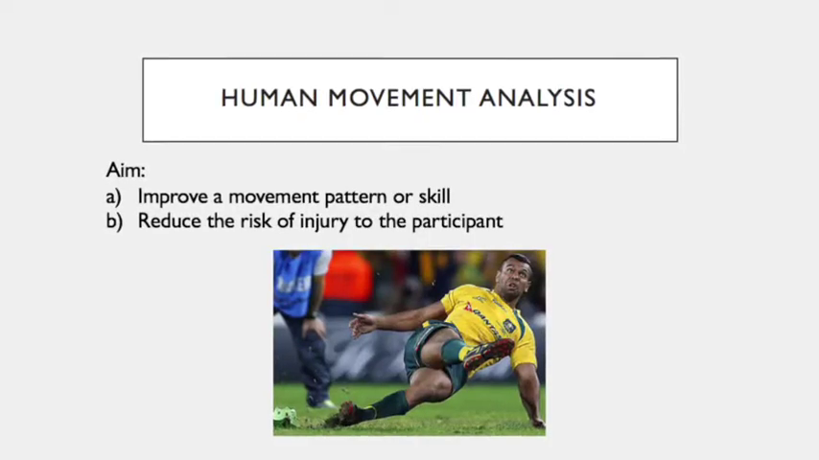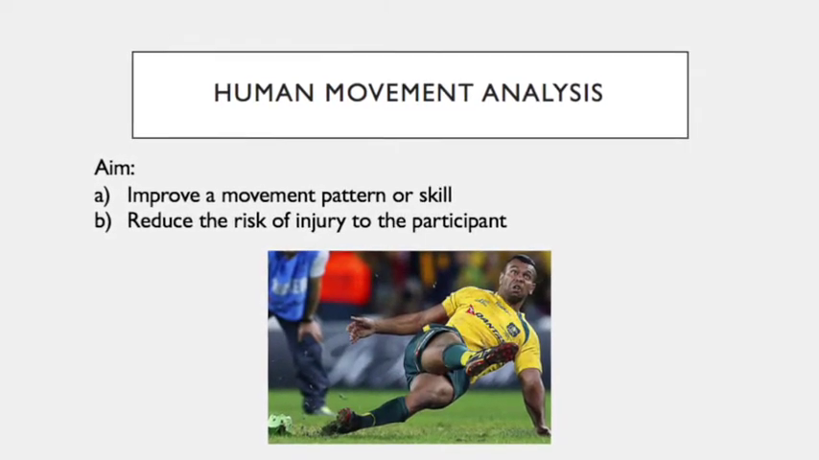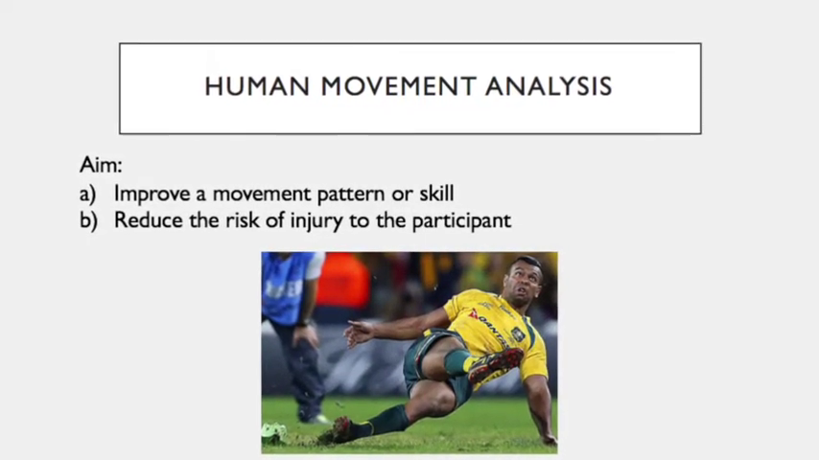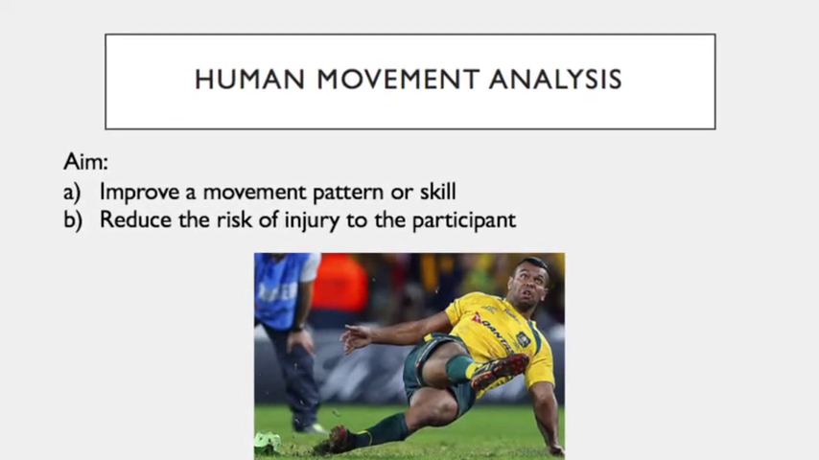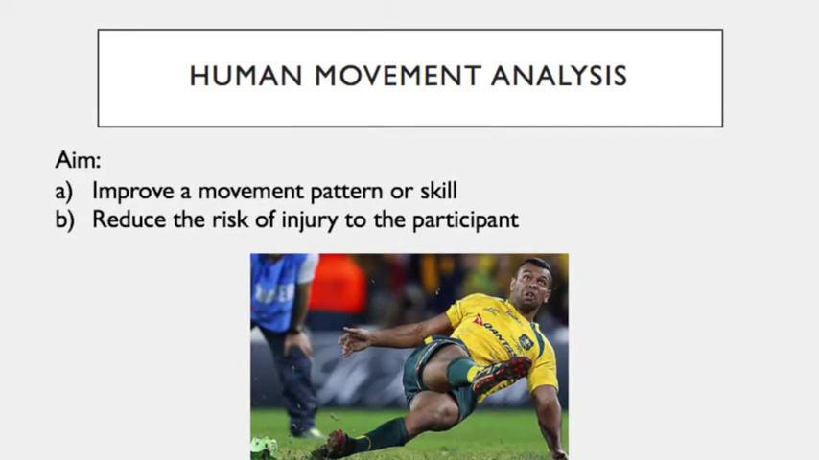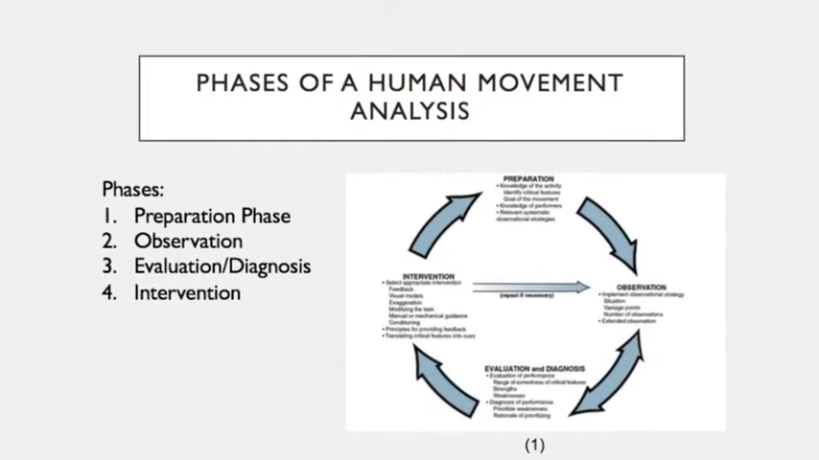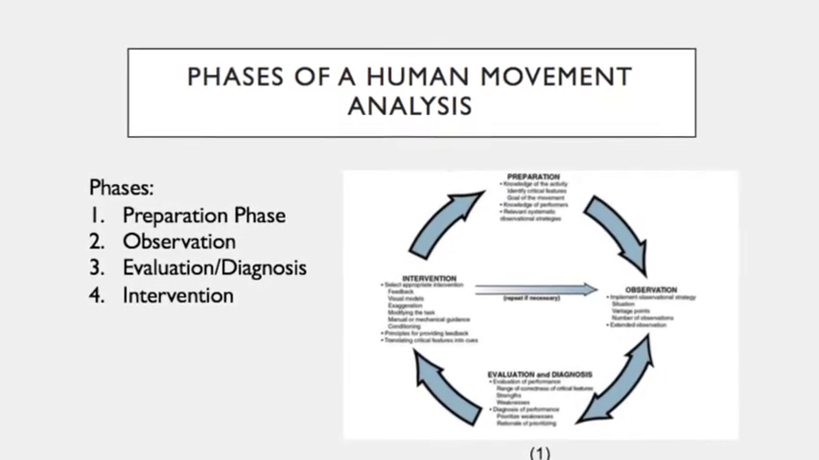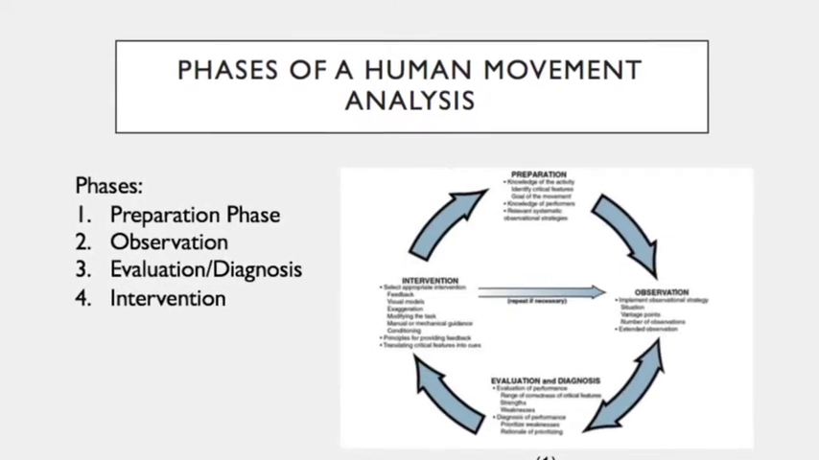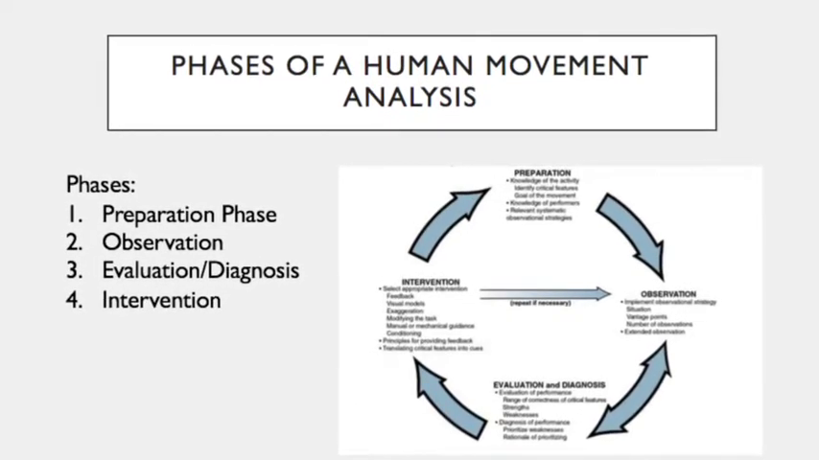A human movement analysis is often undertaken to either A. improve a movement pattern or skill, or B. reduce the risk of injury to the participant. A human movement analysis requires 4 phases. These include preparation, observation, evaluation and diagnosis, and the intervention phase.